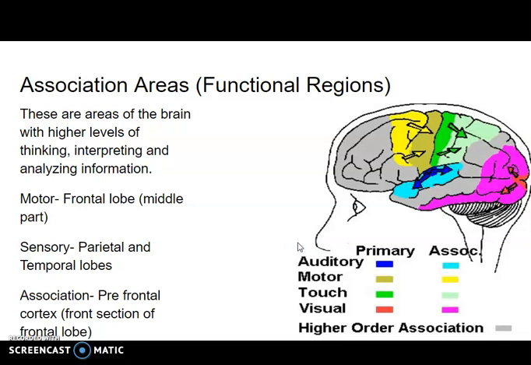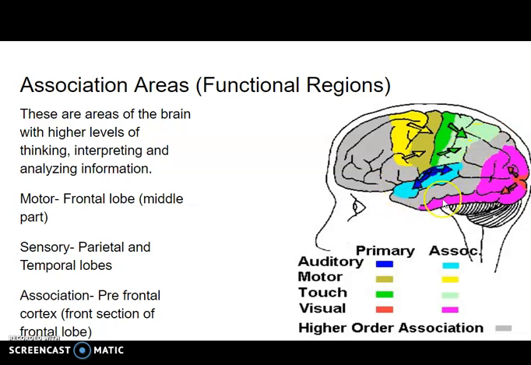So if we talk about association areas, they're where higher level thinking happens. And so your motor functions come from your frontal lobe, but it's the middle part of that frontal lobe. Remember, your frontal lobe is this big old lobe right here, but it's this middle part of your frontal lobe that gives you your motor function. Your sensory things come from your temporal and your parietal. So temporal and then parietal right here are for sensory.